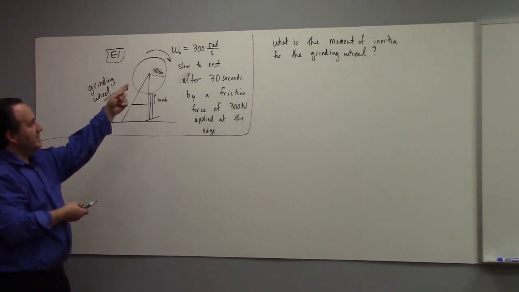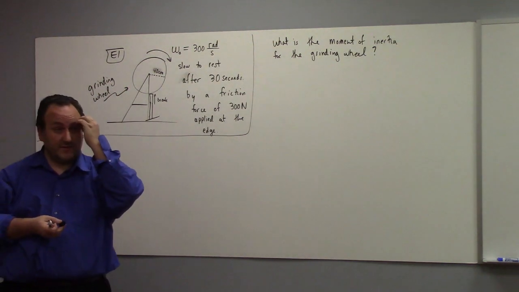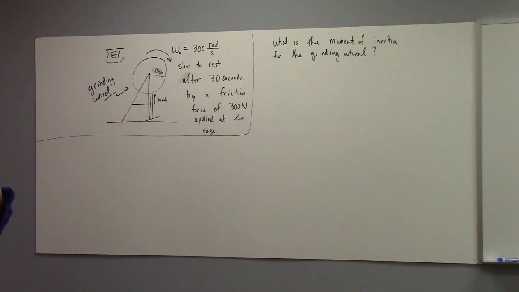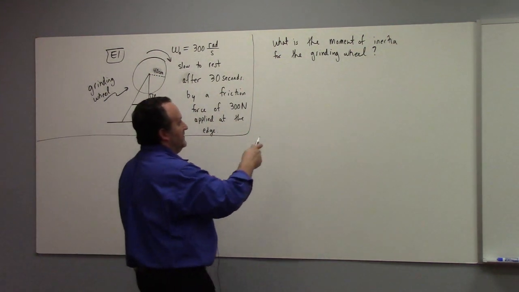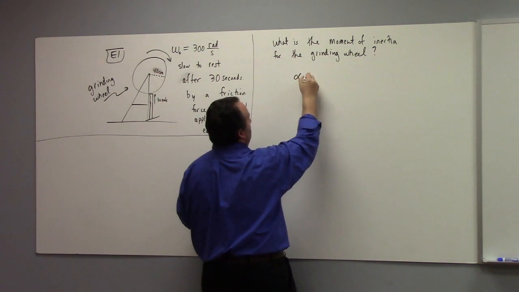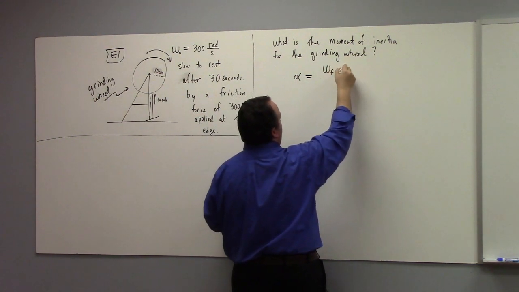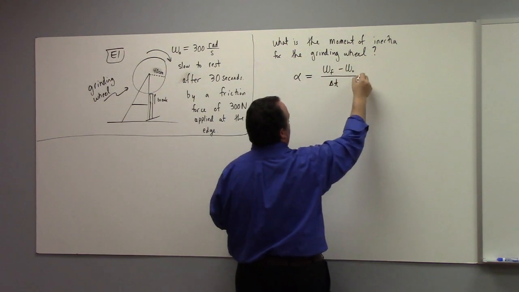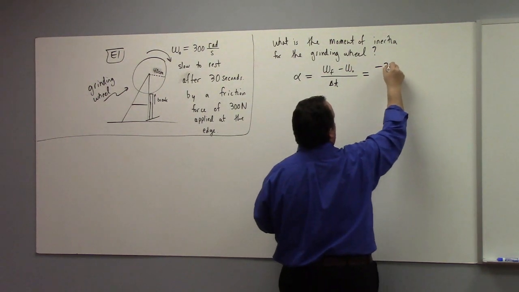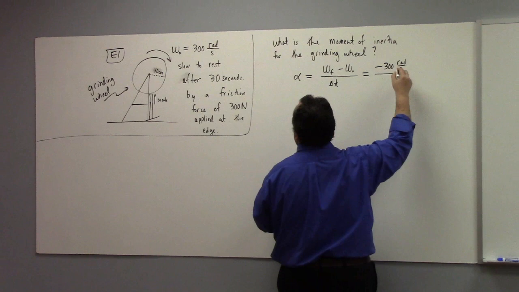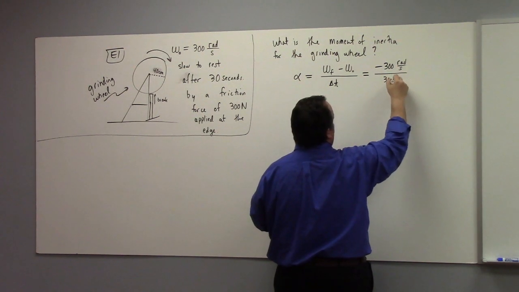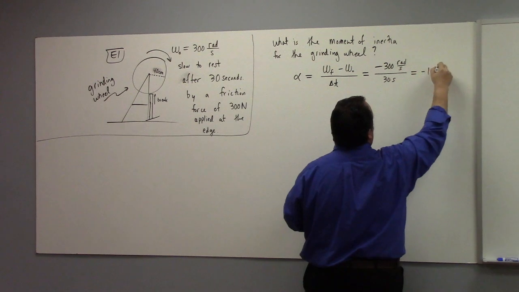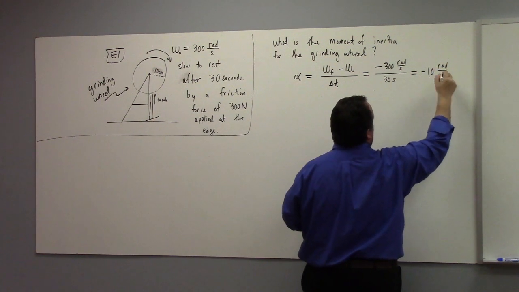So you know that its initial angular velocity is 300 radians per second, right? It comes to rest. What's its final angular velocity? 0, right? We know the time, so what can we figure out? We can figure out the angular acceleration, right? Alpha is omega f minus omega naught divided by delta t, which in this case is minus 300 radians per second divided by 30 seconds. So we get minus 10 radians per second squared. That is our angular acceleration.